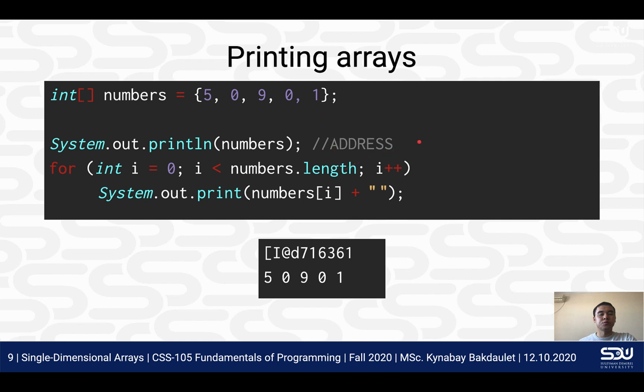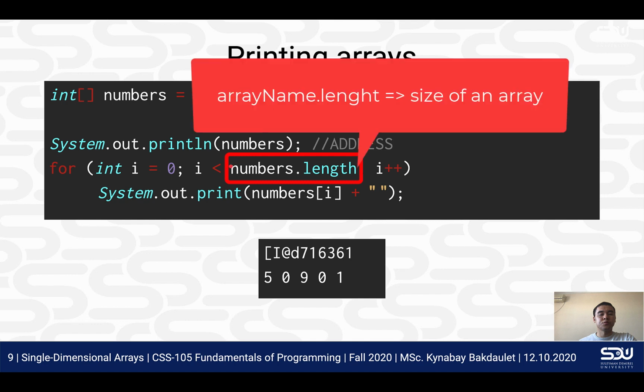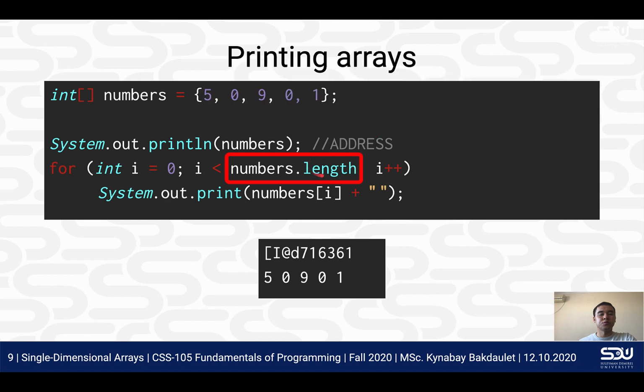So don't forget about this one, numbers. Also, I ask you to pay attention to this one. This is how we get the size of an array. Numbers is the array name, and after that we just write length. This is the field of the array object. So this is all for single dimensional arrays.